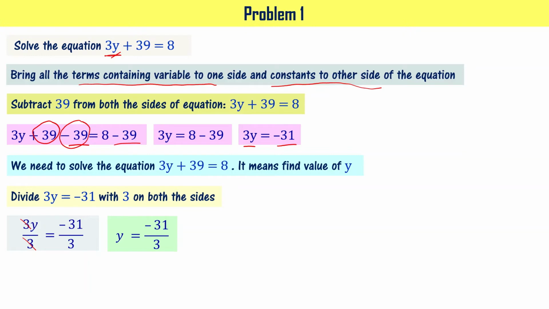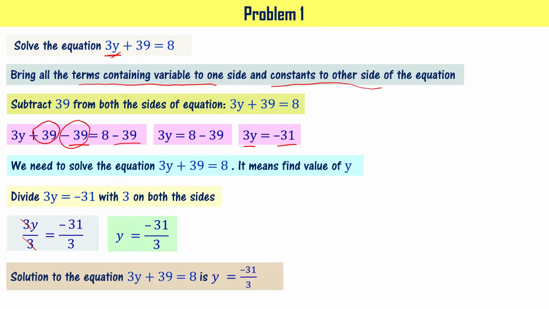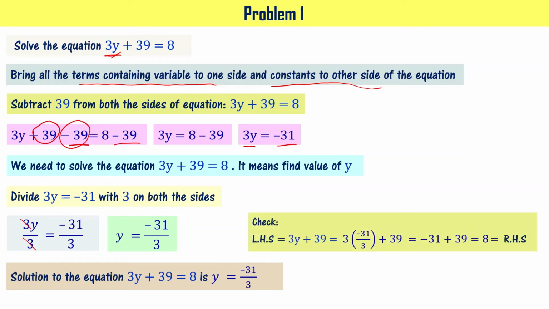It means it is the solution for this particular equation, right? Let's write that. Solution to the given equation 3y plus 39 equal to 8 is y equal to minus 31 by 3, right? Let's verify this. To do that, let's start with LHS. LHS of the equation is 3y plus 39, right? Now let me substitute the value of y I have obtained, that is minus 31 by 3, into this part of the equation, that is 3y plus 39.